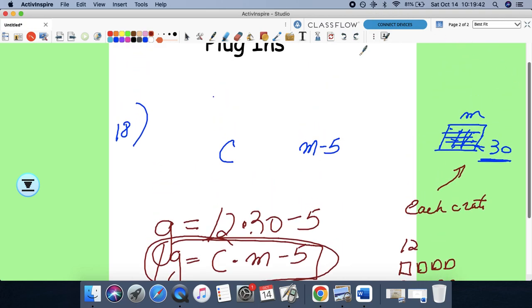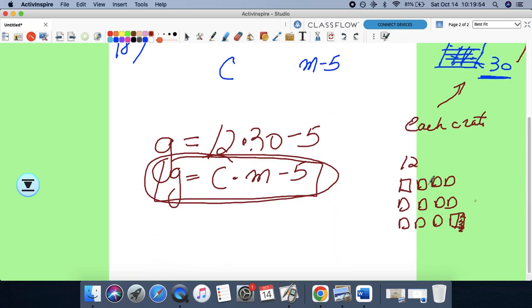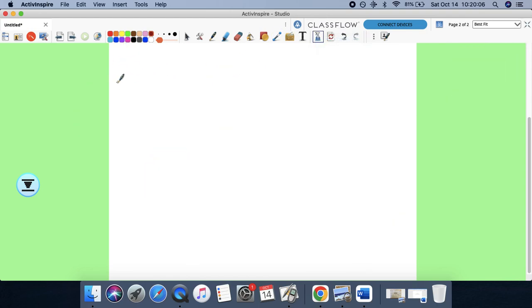The only one that has Cm, the number of crates times the number of eggs, minus 5 equals G. So 18 is E. There we go. Oh my God, there's the answer. So, sorry, we had the answer. 18 is E. Oh my God. Saturday morning, guys. Give me a break.